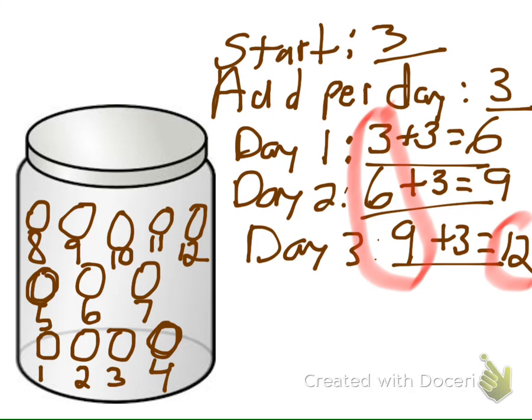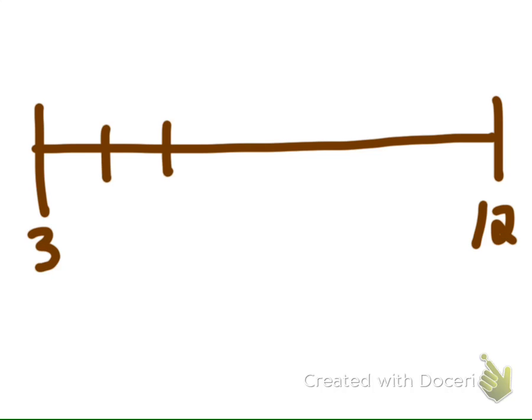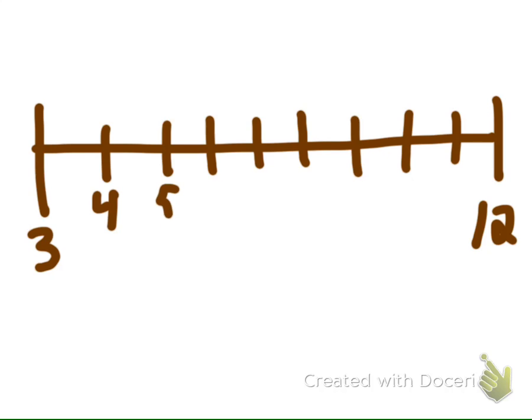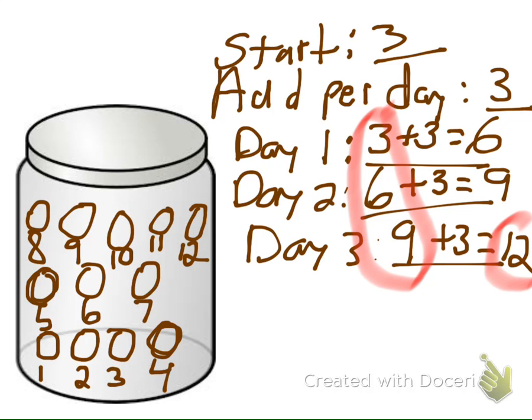3, 6, 9, 12. And if you're not quite sure what I'm talking about, well, imagine a number line. Starts at 3 and goes to 12. So 4, 5, 6, 7, 8, 9, 10, 11, 12. So let's go back to that previous slide. 3, 6, 9, 12. That's the pattern that I'm talking about.